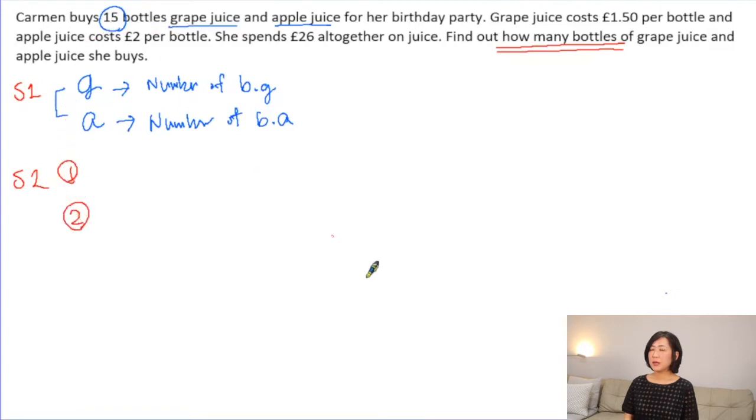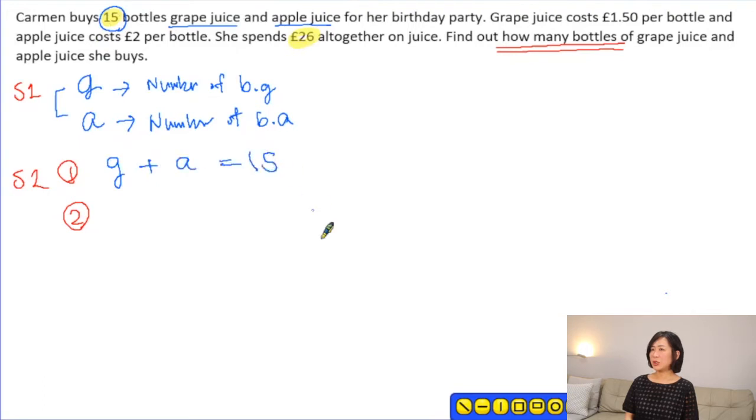Have a look at the details. We have 15 bottles and then 26 pounds altogether. Now you can see that these will be the answers for your equations. So let's see. G plus A equals 15. Altogether we've got 15 bottles.